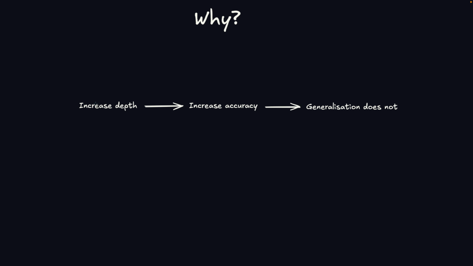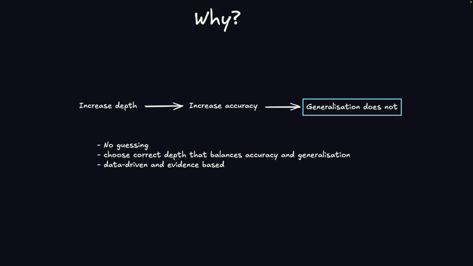If we have a deeper tree and if the accuracy is high, all it means is that it has learned the data so well, it has learned the training data so well. It doesn't mean that it will perform well on unseen data. So there is no guarantee that we'll have good generalization.